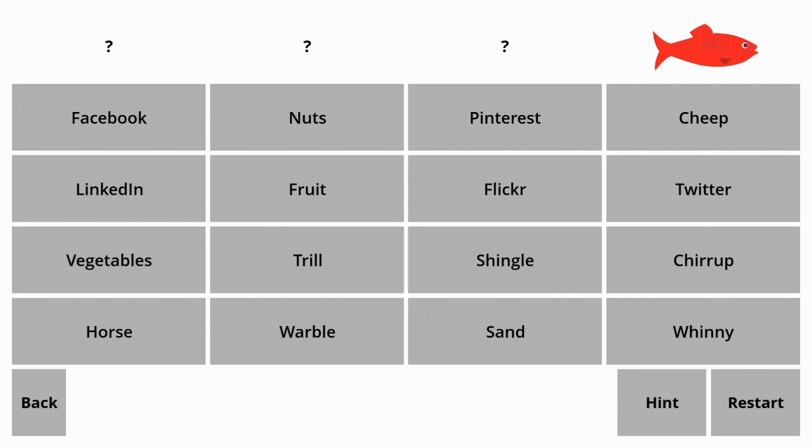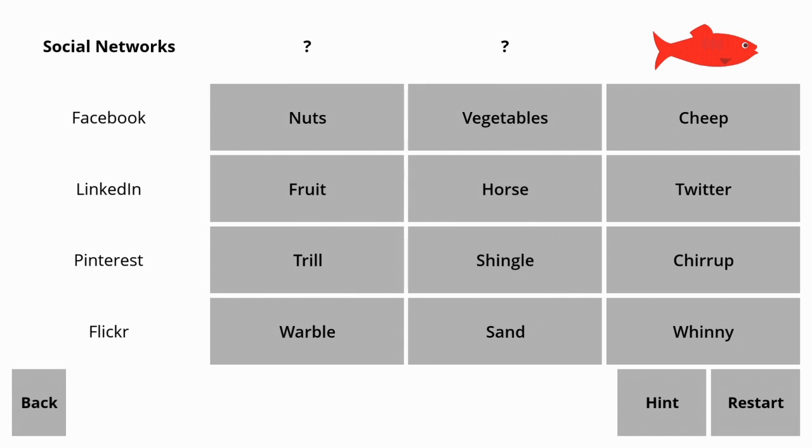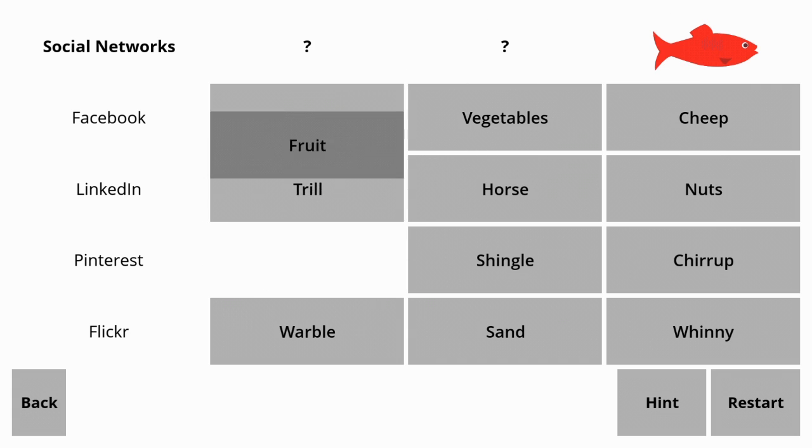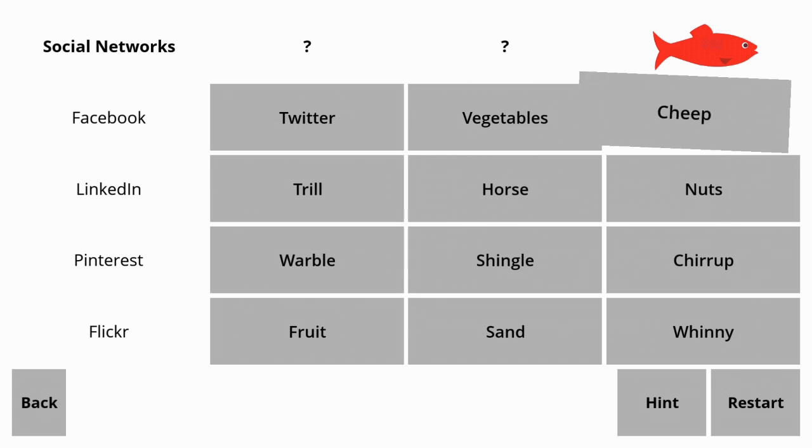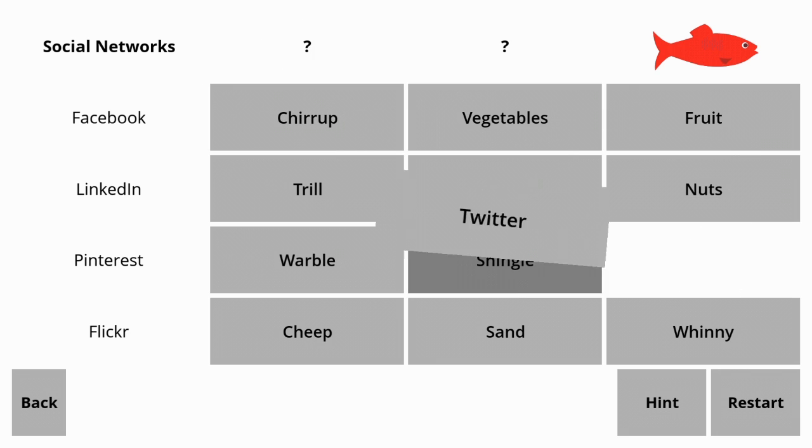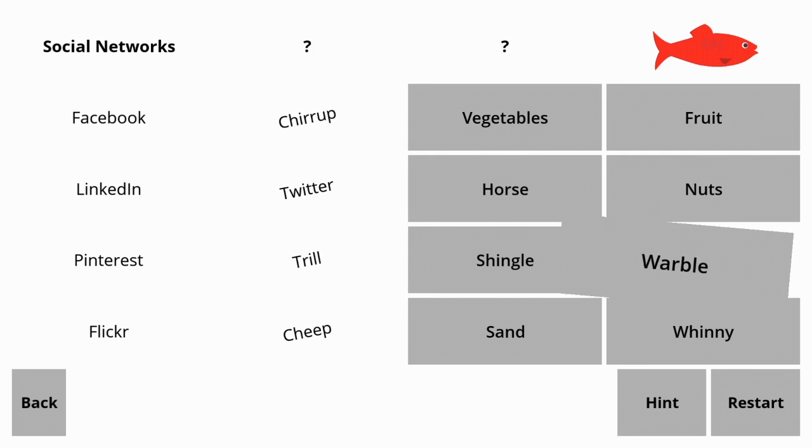We have Facebook, LinkedIn, vegetables, horse, nuts, fruit, trill, warble, Pinterest, Flickr, shingle, sand, cheap, Twitter, chirrup, and whinny. Okay, first set I'm seeing is Facebook, LinkedIn, Pinterest, and Flickr. Alright, social networks, meaning that Twitter must be going along with sounds. Trill, warble, cheap. Maybe chirrup replaces one of them.